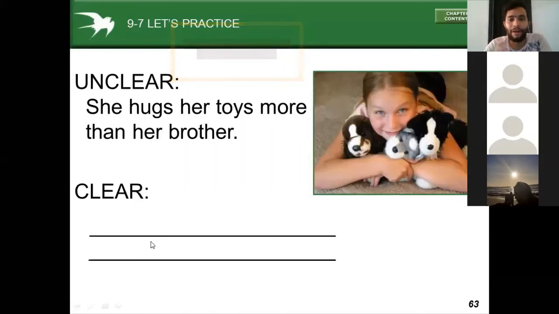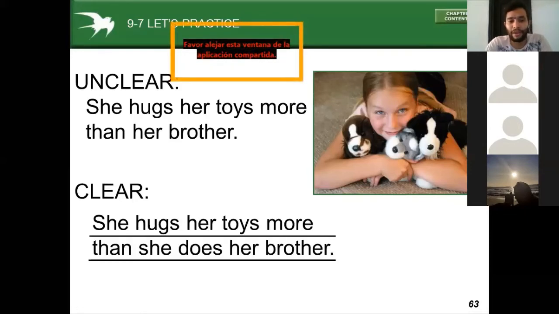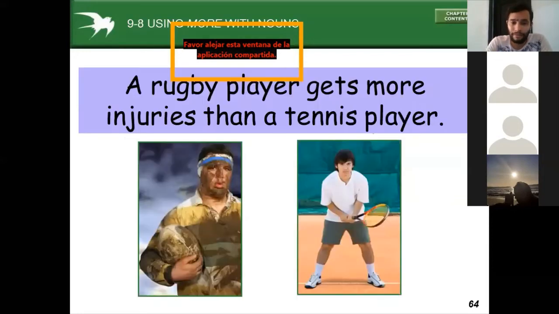Great. How about here? Informal or unclear? She hugs her toys more than her brother. She hugs her toys more than her brother does. Very good, right? Even though here I wrote the other version, it's okay, the version that you gave me is actually correct. So, very good.